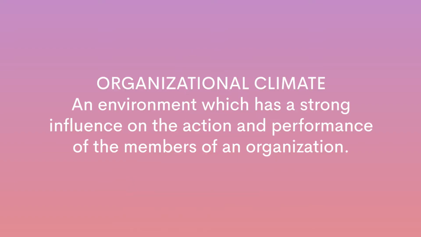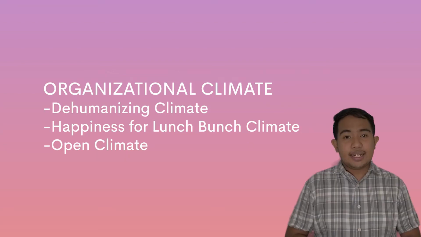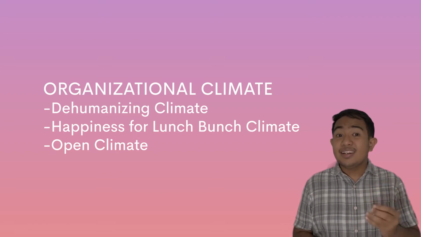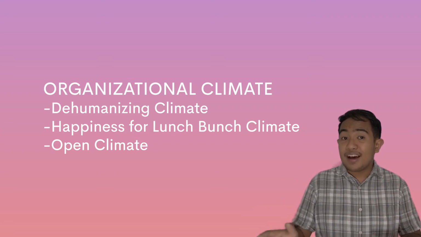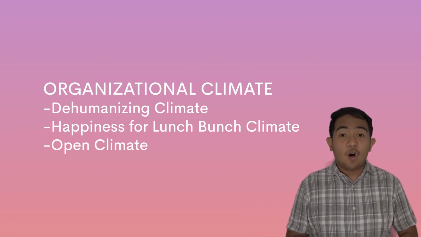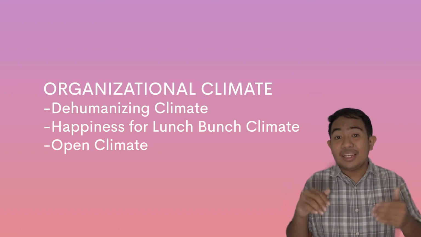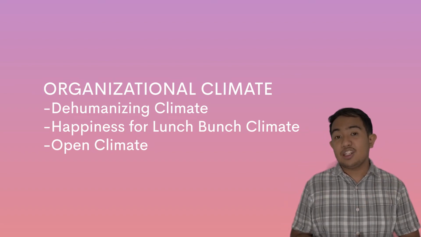Now that we have an idea of the different communication networks in an organization, let us now go to some types of organizational climate. Organizational climate is an environment which has a strong influence on the action and performance of the members of an organization. In a dehumanizing climate, there is little communication between the supervisor and the subordinate, or there is an imbalance of downward communication compared to upward communication.